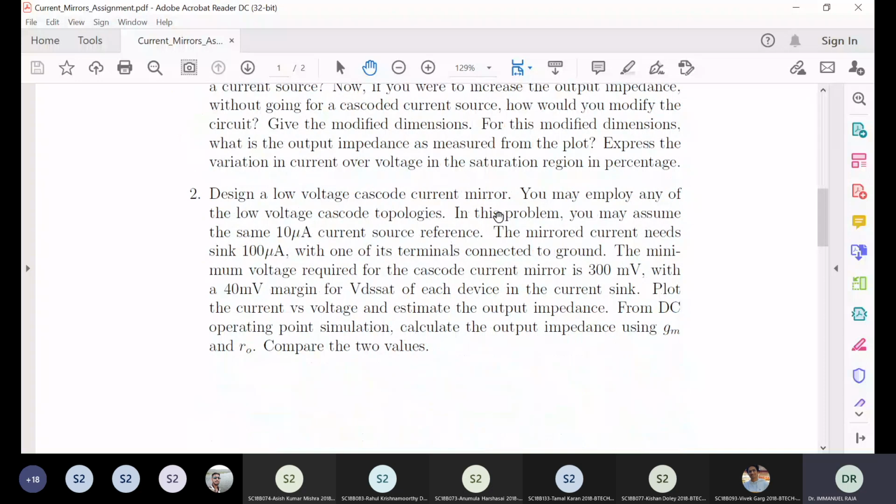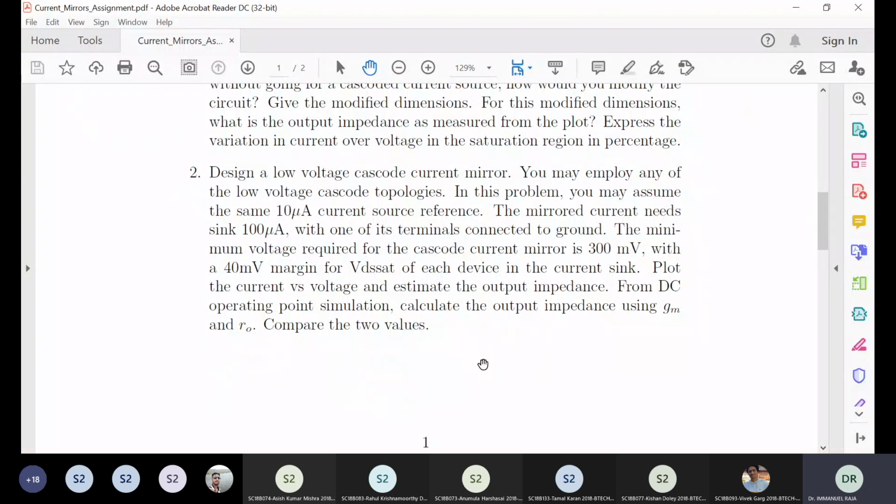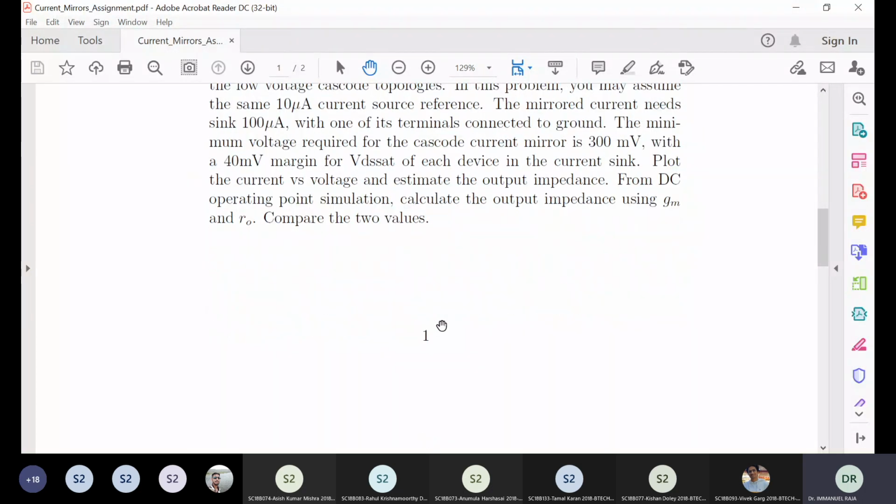In the same way, the second one is a low voltage cascode current mirror. This is an NMOS current mirror because I have mentioned that the mirrored current needs to sink 100 microamp. One terminal is connected to ground, and I've given some specifications. You can use any of the low voltage cascodes that is possible. I also want you to use a DC operating point and calculate the output impedance. We derived it in the class yesterday in terms of gm and r0. I want you to extract the gm and r0 parameters from the DC operating point, and also calculate it from the graph, and compare the two values. Both should match very closely.